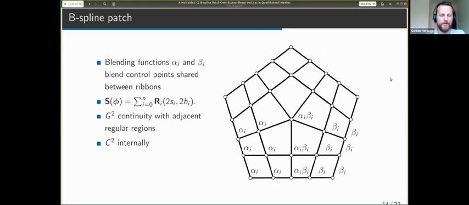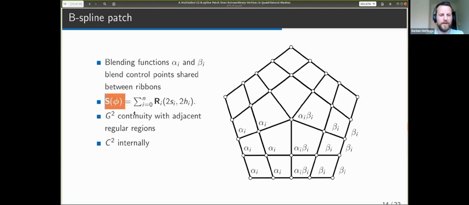And we also introduce blending functions, like with the generalized Bezier patch. For G2 continuity, which we are after, we actually need more blending functions than in the generalized Bezier patch. And they actually overlap, but this doesn't pose a problem for the continuity conditions, once everything is correctly blended so that we can get G2 continuity.